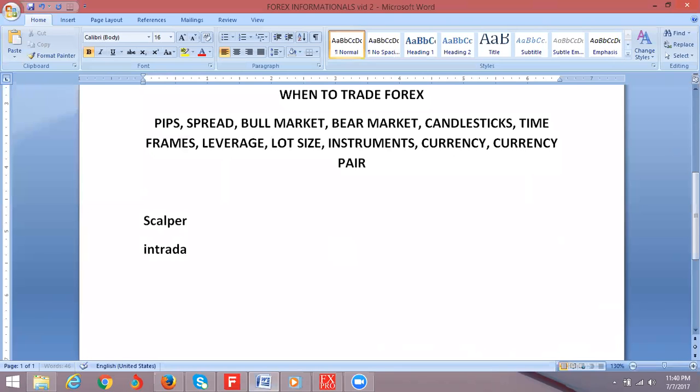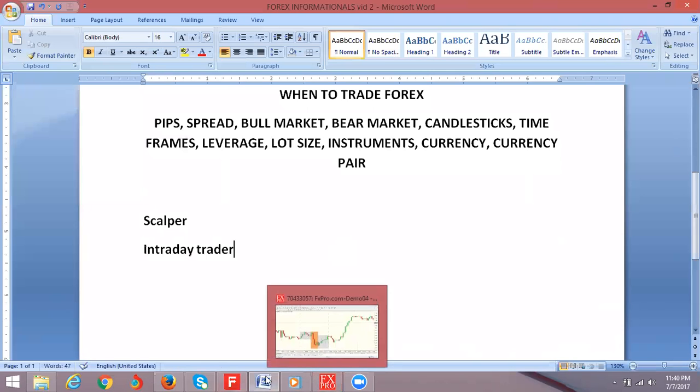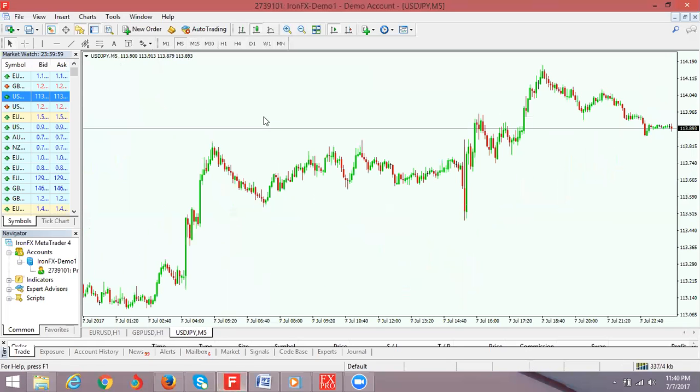Then we have the intraday trader. The scalper will come into the market, go for very fast pips, maybe 10, 15, sometimes 5 pips. The person has gotten enough and then you wait for another opportunity to go for 10, 15 pips.